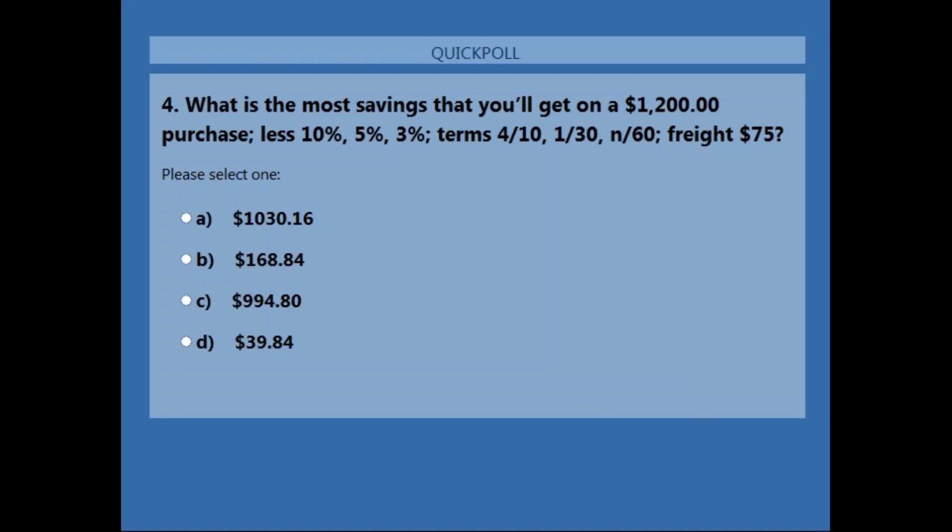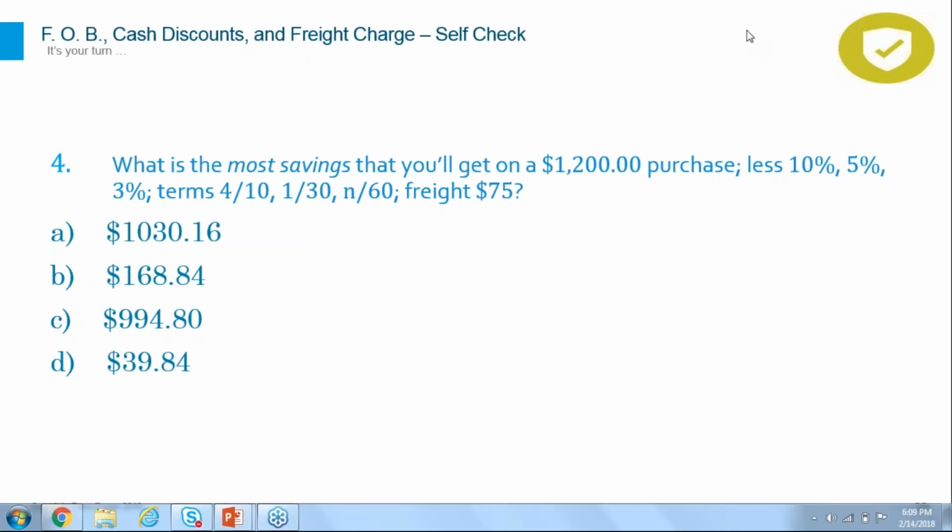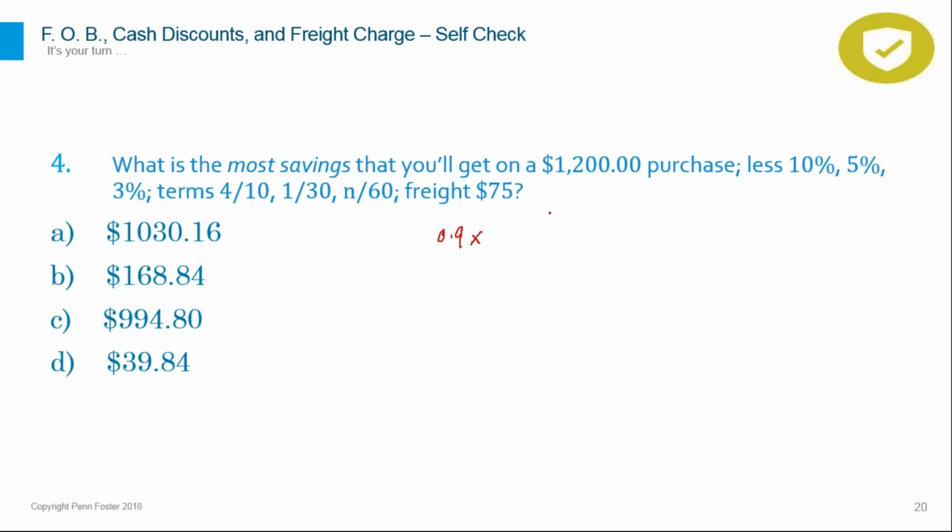Okay, let's do the question together. So first, we can find the selling price after the 1, 2, 3 discounts. So we do the complements: 0.9 times the complement of 5%, which is 0.95, times the complement of 3%, which is 0.97. Multiply all together is going to be 0.83.